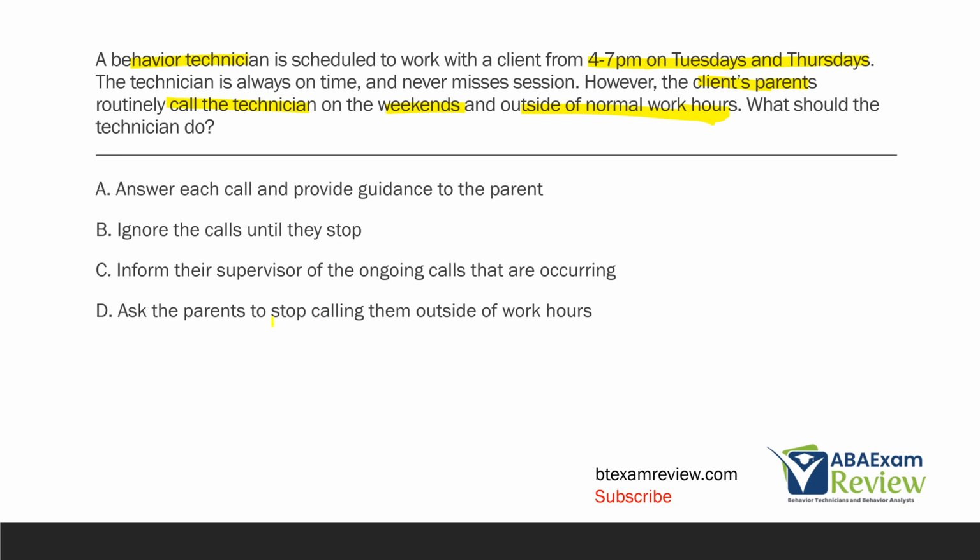And then D, ask the parents to stop calling them outside of work hours. Again, put that on your supervisor, right? Always push all these things to your supervisor. The ethics code and the task list both emphasize the importance of open, clear, prompt communication with the supervisor.